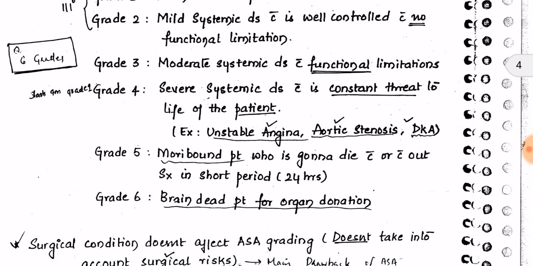Grade 5 means a moribund patient. This patient is going to die eventually. You can't help him with the surgery as well. Even if you do the surgery or if you don't, okay, he's going to die within 24 hours. Now, 6th grade is basically a brain dead patient for organ donation.